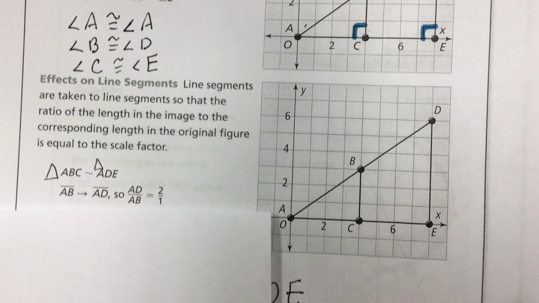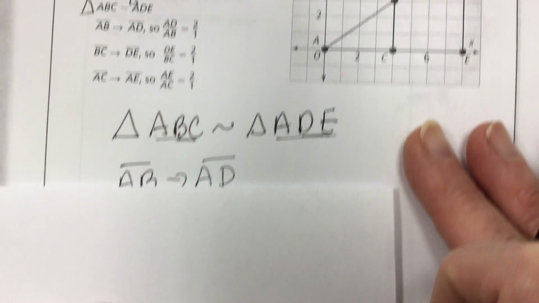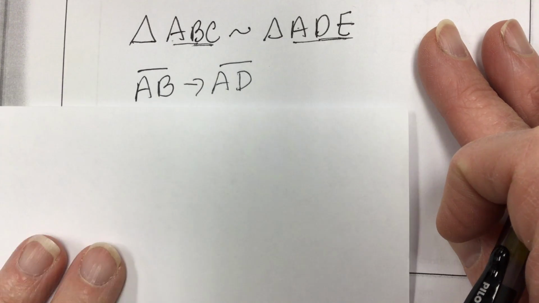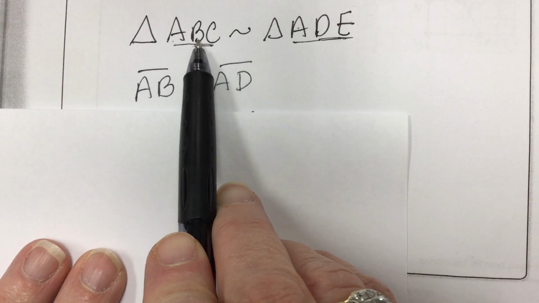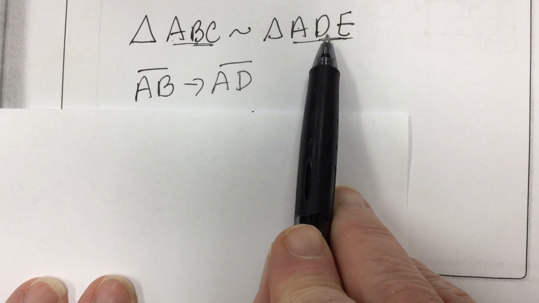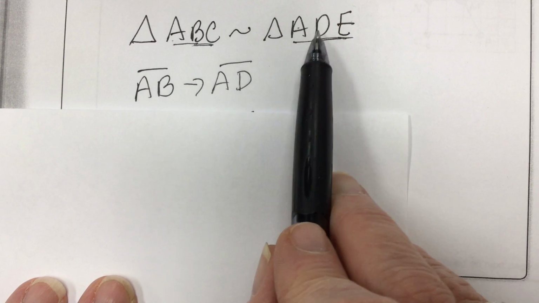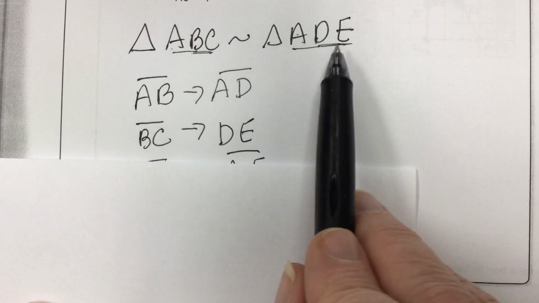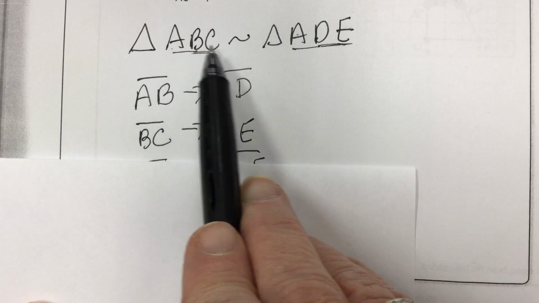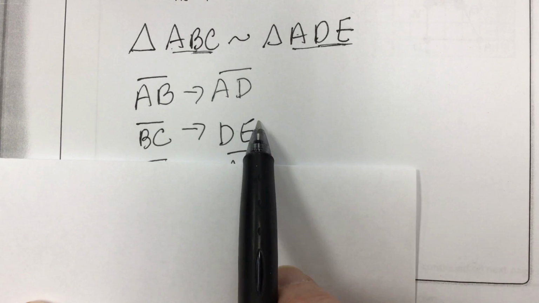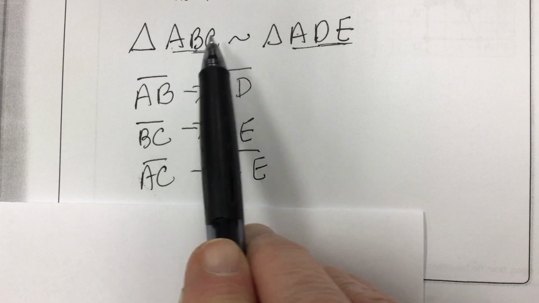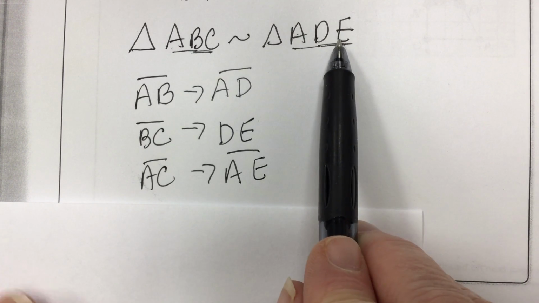So, I have listed these out. Since we know that this is our similarity statement, I took the first two letters. AB corresponds to AD. The first two here correspond to the first two here. BC corresponds to the last two. BC is the last two here. The last two here would be DE. And then last, A and C correspond to A and E.